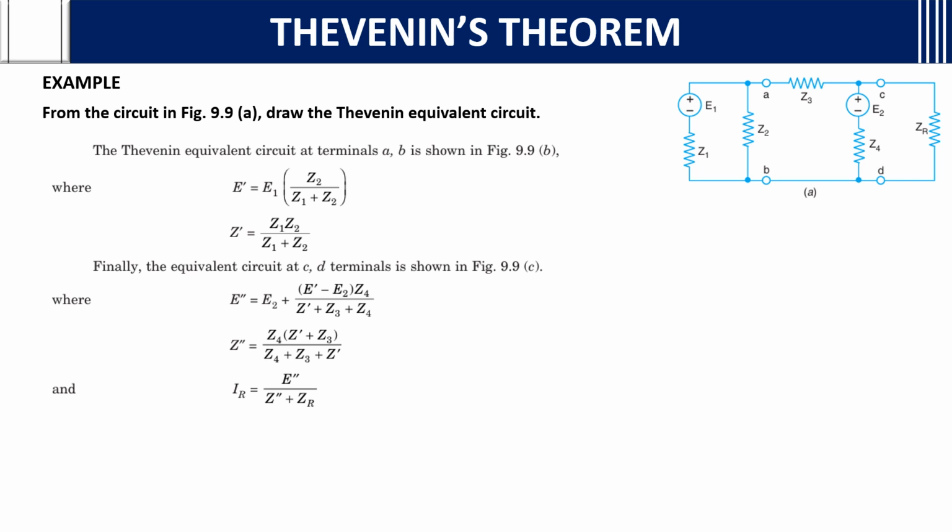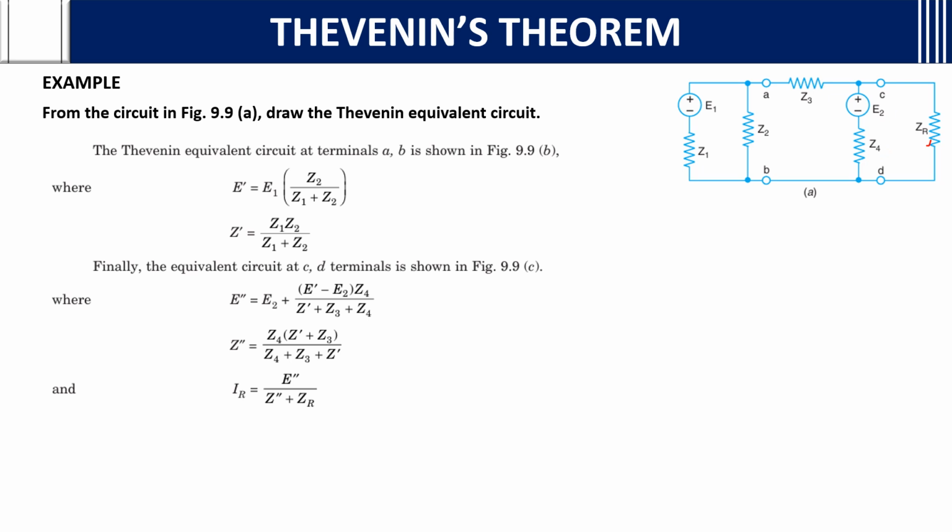This is one more circuit given in the textbook. Draw the Thevenin equivalent circuit. They have not given any values for this. We will just see there is one E1, Z1, Z2, E2, Z4 and ZR. This is the circuit shown. They want the Thevenin equivalent circuit.